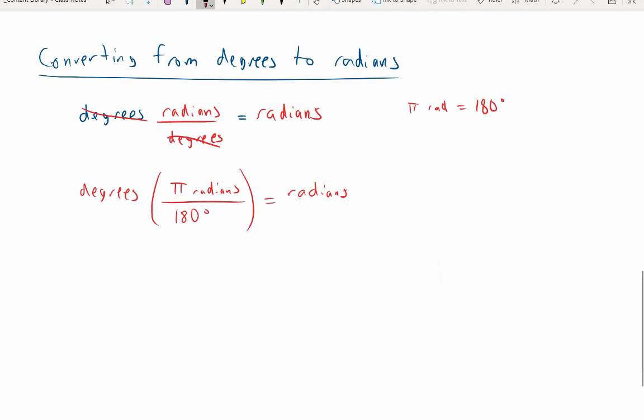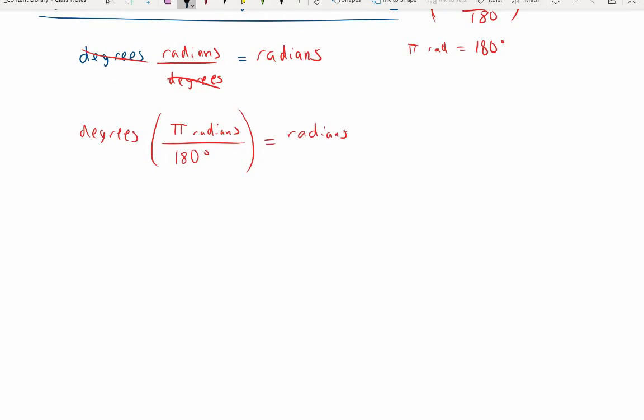So, to summarize, this is the important point here. When we're converting from degrees to radians, we'll always multiply by pi over 180. That's our main point for this little section here. If I'm converting from degrees to radians, I will multiply by pi over 180. Let's see an example here.